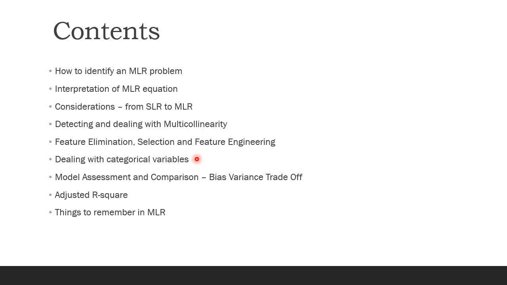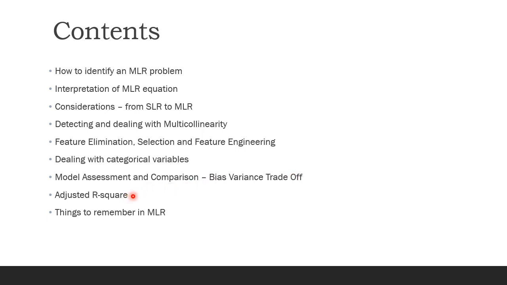Some of these variables would be continuous and some would be categorical. Continuous variables can be covered by simple mathematical coefficient calculation, but how do we deal with categorical variables, which will have a few selected set of values? Then model assessment and comparison: like in simple linear regression, how is a multiple linear regression model assessed for its goodness, for its efficacy, and what is the bias variance trade-off, and how do we deal with it?